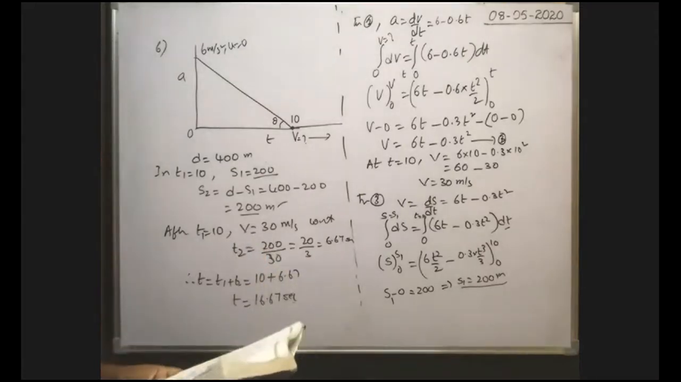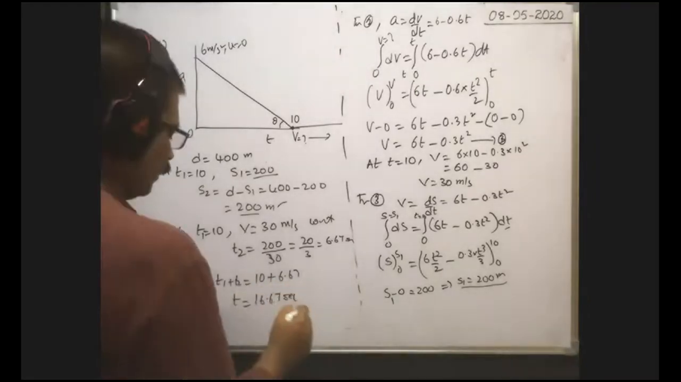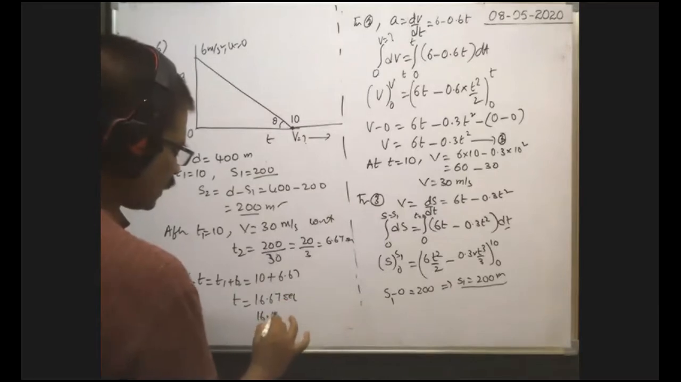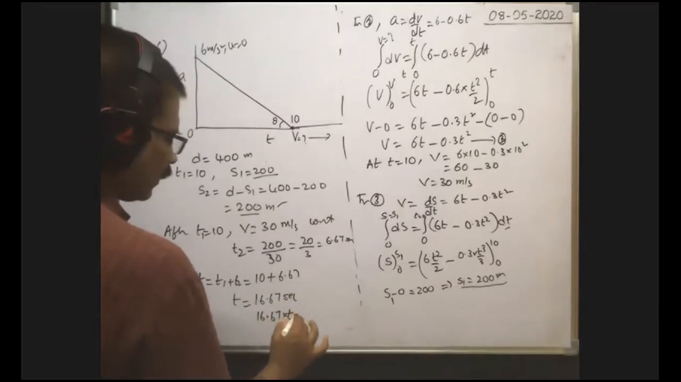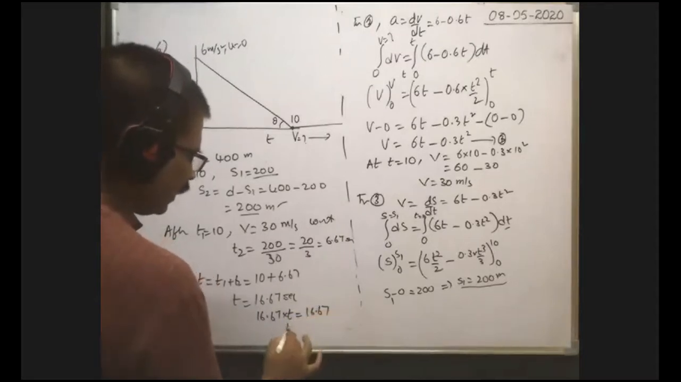Here in the problem, it is given that total time taken is 16.67 t. Of course, you take here, this is equal to 16.67 into t is given. That is equal to, we got 16.67. Therefore, t is equal to 1.